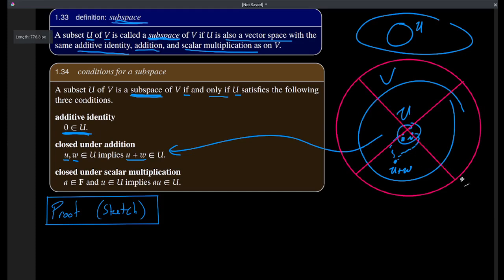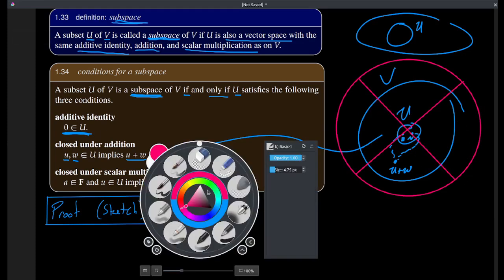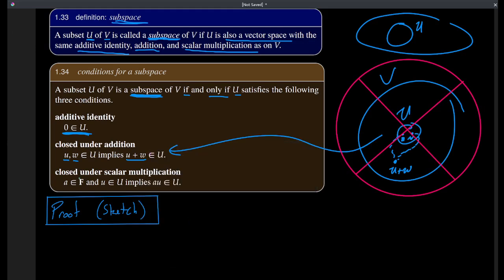All right, so from there, we only have one more condition, which is basically the same thing, just with scalar multiplication now instead of addition. This says closure under scalar multiplication.